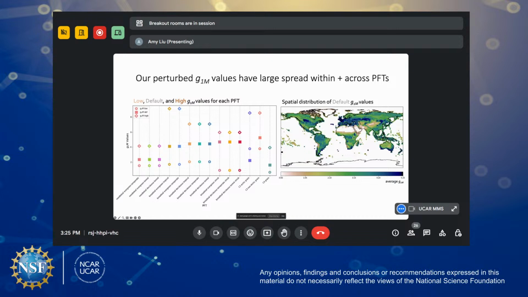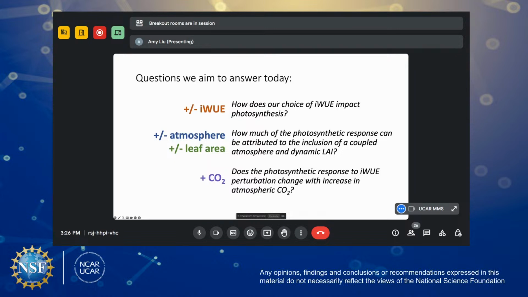So this is the spatial distribution of the default melon slope values. And I want to point out here that the average melon slope value at each grid is not equal across the globe, it's different. So these are the questions we aim to answer today, and starting off with the first one: how does our choice of intrinsic water use efficiency impact photosynthesis?